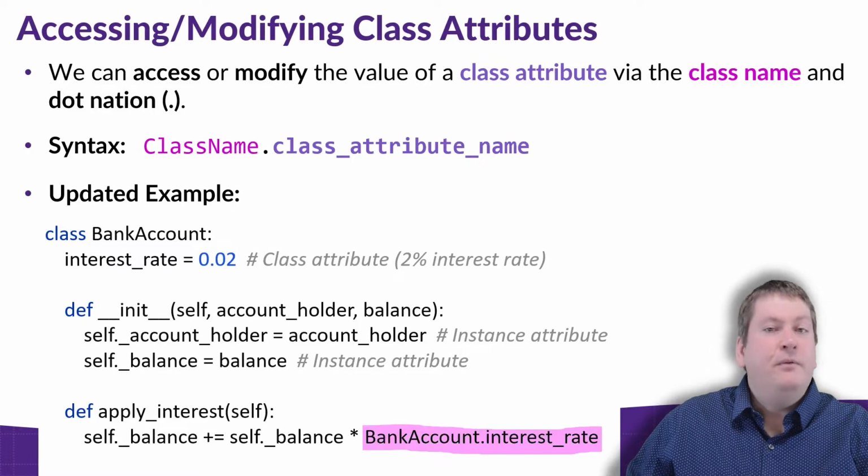To calculate this, we need to access the interest rate. Since this is a class attribute, the way we access it is by doing class name, in this case bank account, the dot notation, and then the name of the class attribute. In this case, it's interest underscore rate, and that allows us to get access to that 0.02 or 2%. We then multiply that by the current value of the instance attribute, balance. And we store the result back in balance.